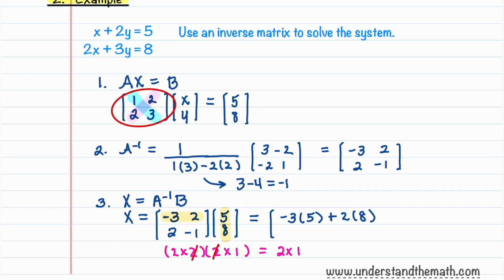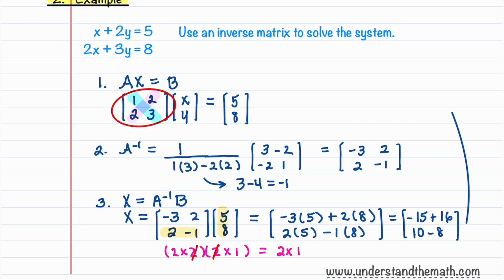Let's erase our highlights. And now we're going to take the second row times this column. So we have 2 times 5 minus 1 times 8. This is equal to minus 15 plus 16 on our first row. And then the second row is 10 minus 8. We're kind of running out of space here. Let me do an arrow and let's put our answer up top. This is equal to minus 15 plus 16 is 1, and then 10 minus 8 is 2.